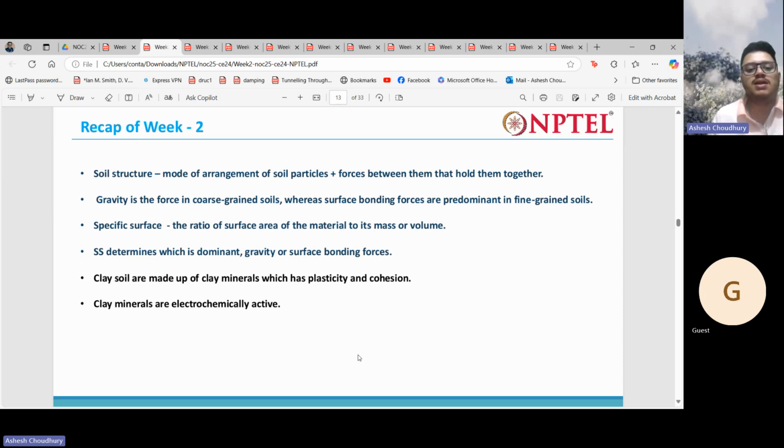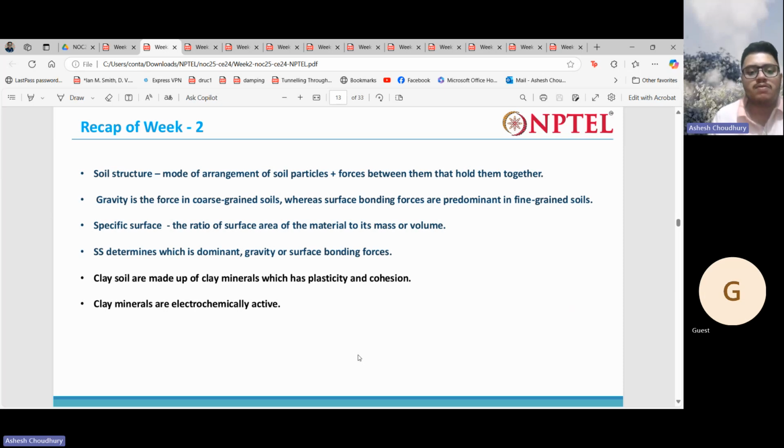What is specific surface? The ratio of surface area of the material to its mass or volume is known as specific surface. For fine grained soil, the specific surface is going to be very high because the particles are small in size. So if the particles are small, you have a larger specific surface area. The specific surface determines which is dominant, gravity or surface tension force. So for fine grained soil, the specific surface is high, so that's why surface bonding forces govern.